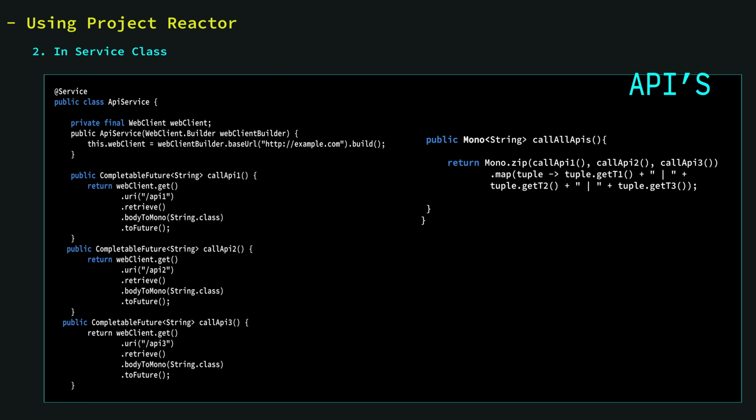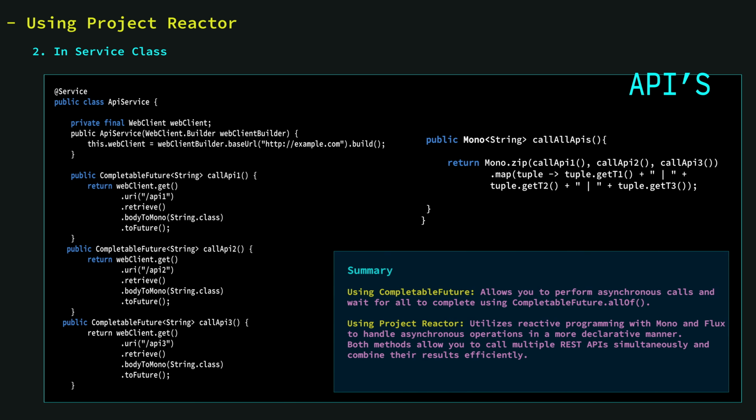Using Mono.zip, we are calling the external APIs and combining them. Then we are mapping them to tuples. Then we are extracting the results using tuple getT1, getT2 and getT3. So in summary, CompletableFuture allows you to perform asynchronous calls and wait for all to complete using CompletableFuture.allOf. Whereas Project Reactor utilizes reactive programming with Mono and Flux to handle asynchronous operations in a more declarative manner. We have seen how useful and handy they are.